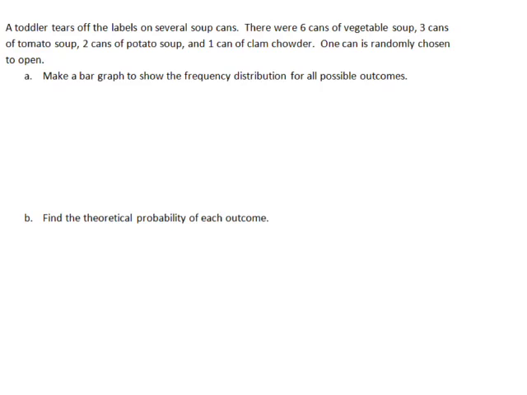A toddler tears off the labels on several soup cans. There were 6 cans of vegetable soup, 3 cans of tomato soup, 2 cans of potato soup, and 1 can of clam chowder. 1 can is randomly chosen to open. We need to make a bar graph to show the frequency distribution for all possible outcomes. So we have 1, 2, 3, 4 kinds of soup.